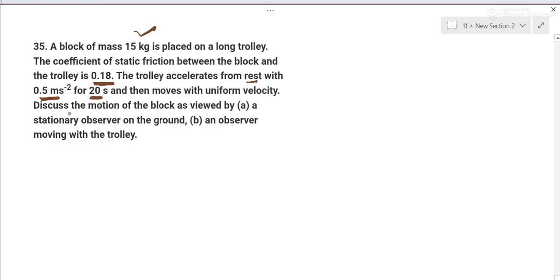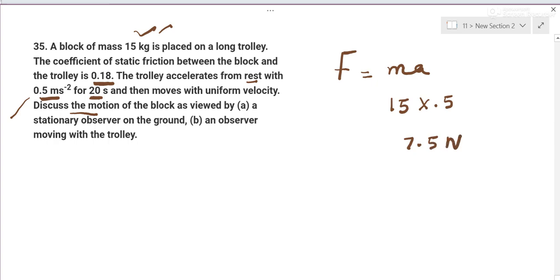We have to find out, discuss the motion. So see, what will be the force on the block? It is MA. Mass of the block is 15, you can see here, and A is this. 15 into 0.5, 7.5 in the direction of motion of the trolley.